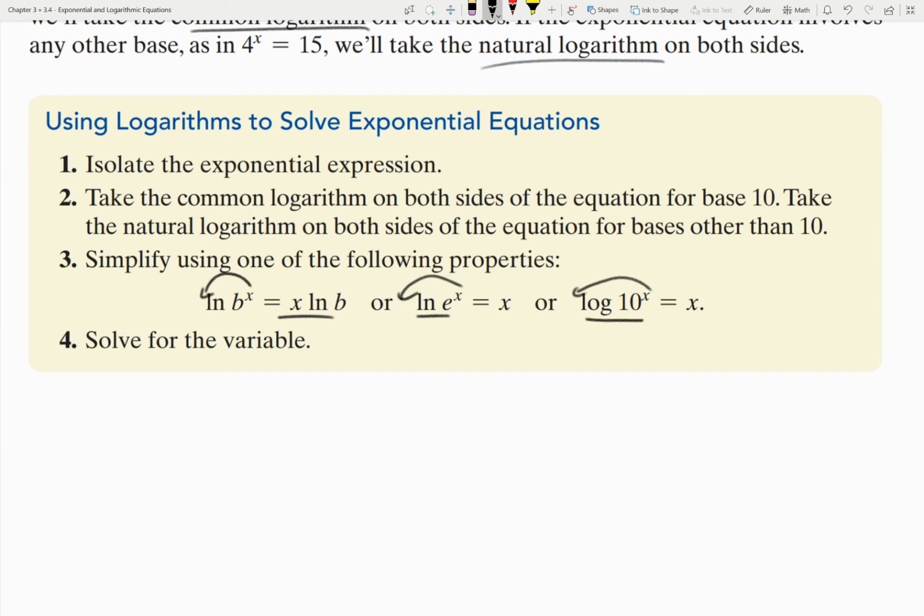And if we have a base of e or 10, the natural log or the regular log just goes away because it is equal to 1. So it just turns into 1 times x, which is just x. Then we solve for the variable. This is going to be the most common way that we are going to solve exponential equations that you can't make have the same base.